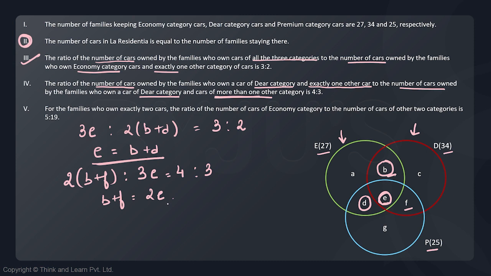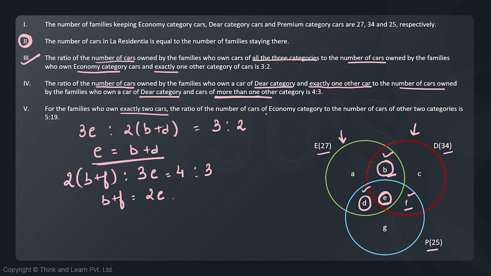Okay, next. Next is for the families who own exactly two cars. Now, which are the families owning exactly two cars? Can I say they are B, D, and F? These are the three. So the families having exactly two cars are B, D, F.